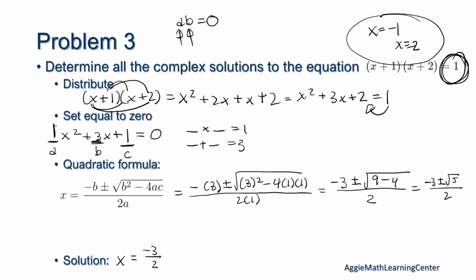Remember, you want to take apart the fractions. Negative 3 over 2 plus the square root of 5 over 2, and negative 3 over 2 minus the square root of 5 over 2. Okay. Any questions on this?